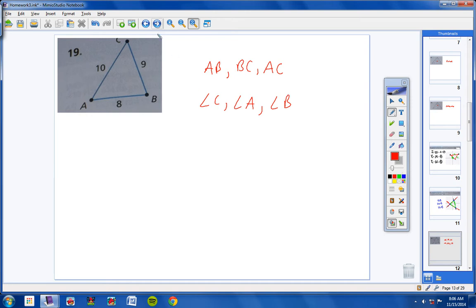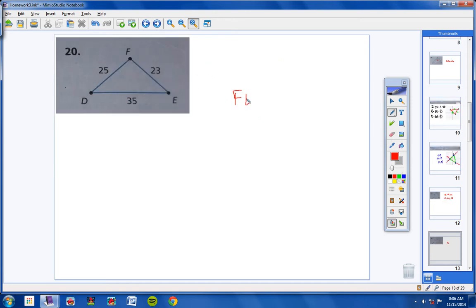Okay, moving on to number 20. Okay, the smallest side would be FE. The next smallest side would be DF. The next smallest side would be DE. And then now the smallest angle would be across from the smallest side. So here's 23. So the smallest angle would be D. Okay, the next smallest side would be DF. So go across from that, angle E would be next. And then the longest side is DE. Go straight across, angle F. And there we go. Moving on.